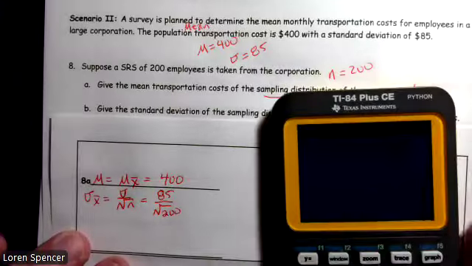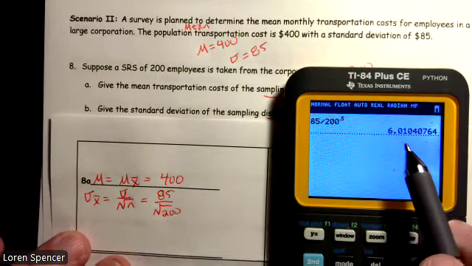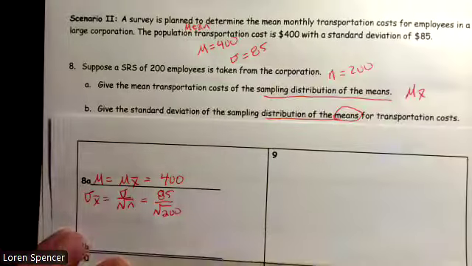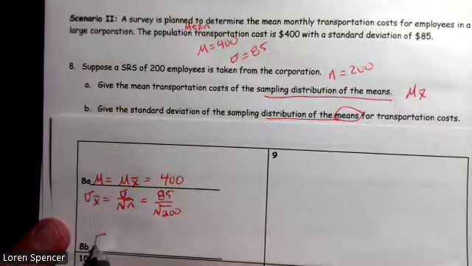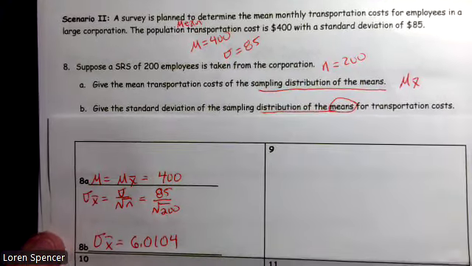All right. So 85 divided by the square root of 200, and I'm just going to raise that to the half power, and I get 6.0104. So the standard deviation of X bar equals 6.0104. All right. Moving on to number 9.